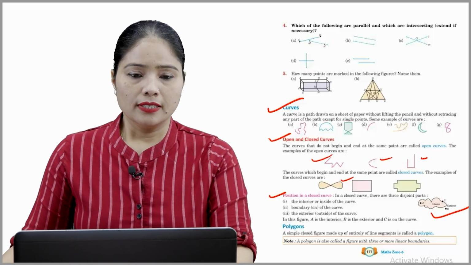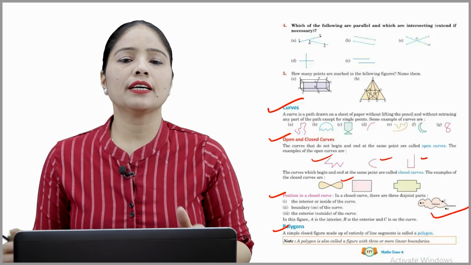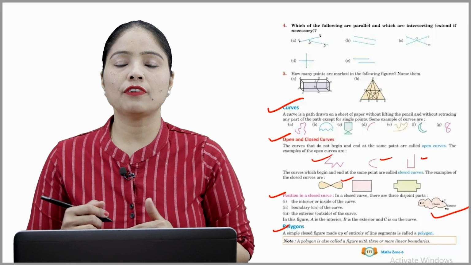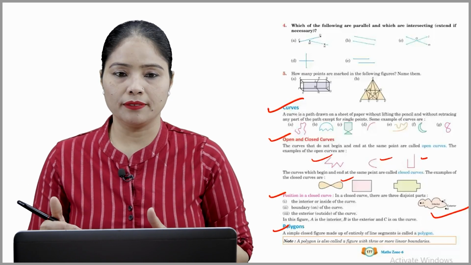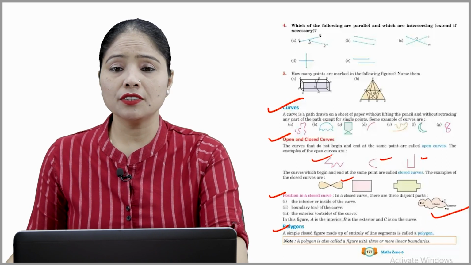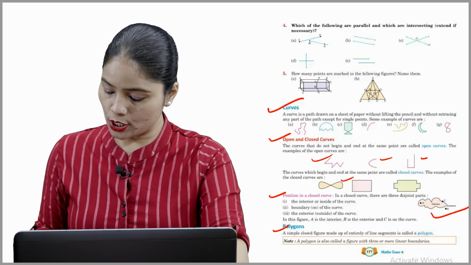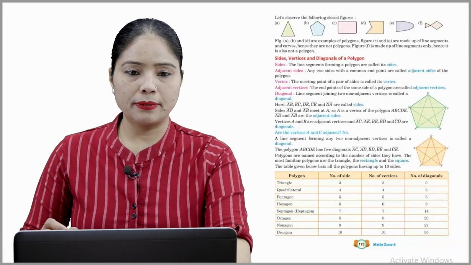Now polygons. Polygons क्या होते हैं? Let's see. A simple closed figure made up entirely of line segments is called a polygon. Note: a polygon is also called a figure with 3 or more linear boundaries. Okay, I hope you understood well. Now move on next beta.